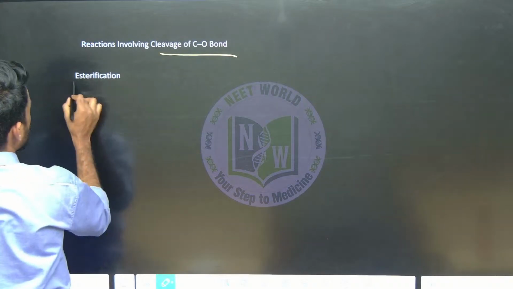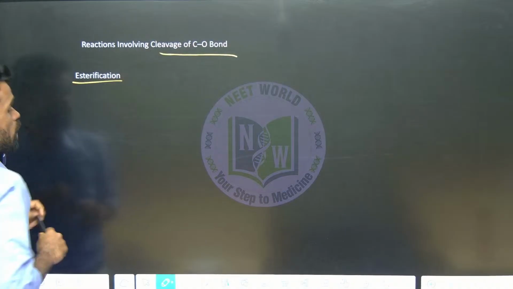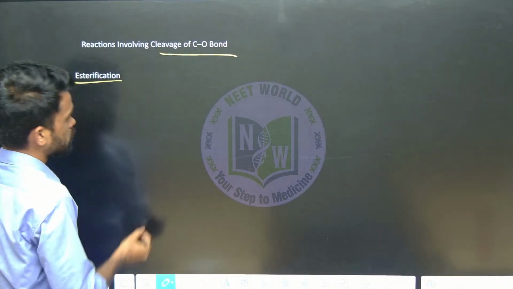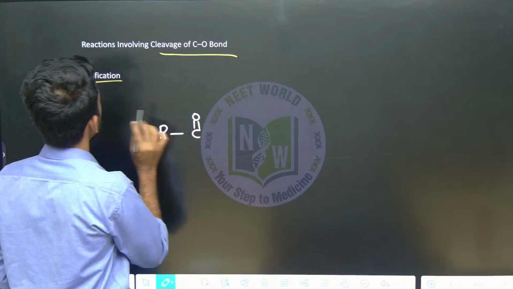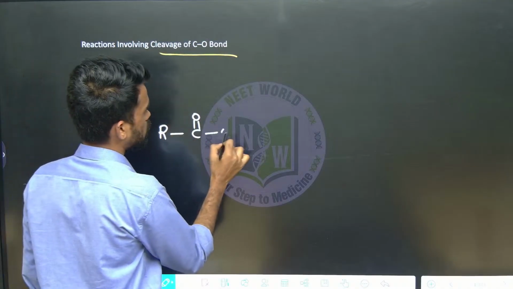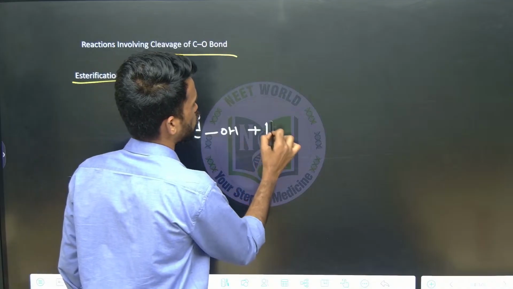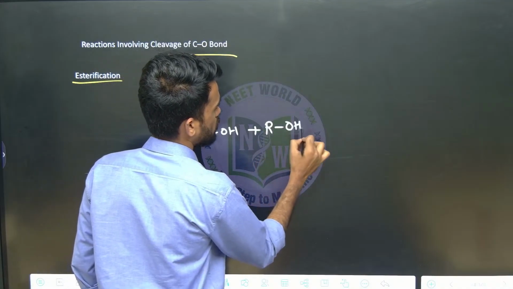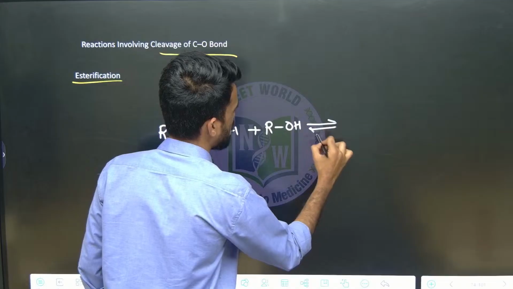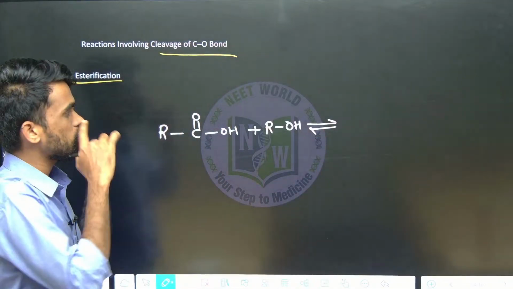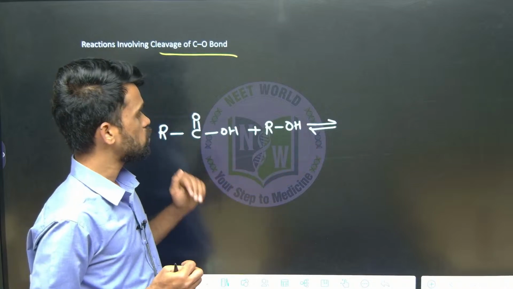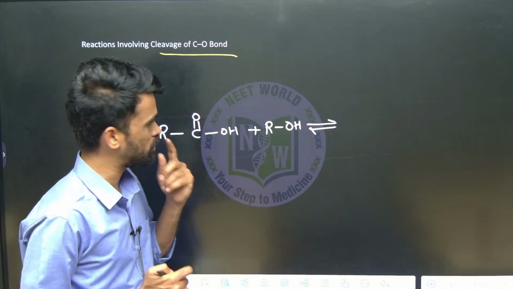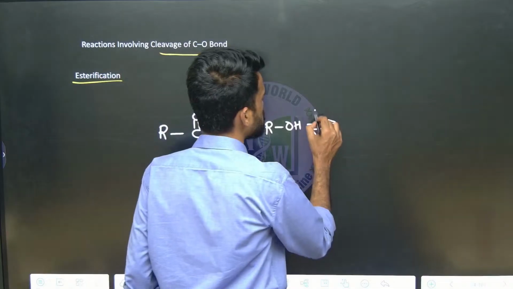The first reaction here is esterification. So what happens in esterification? You take carboxylic acid and treat this with alcohol. This reaction is a reversible reaction. Each step has an equal possibility to go forward and backward. So we can say it follows the microscopic reversibility rule, and this happens in acidic medium.